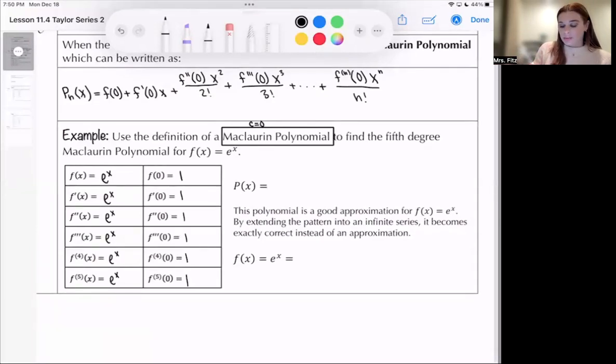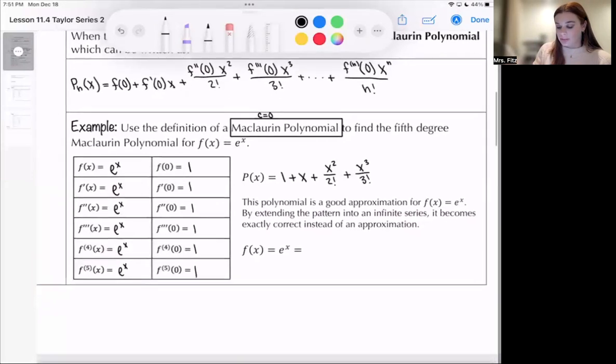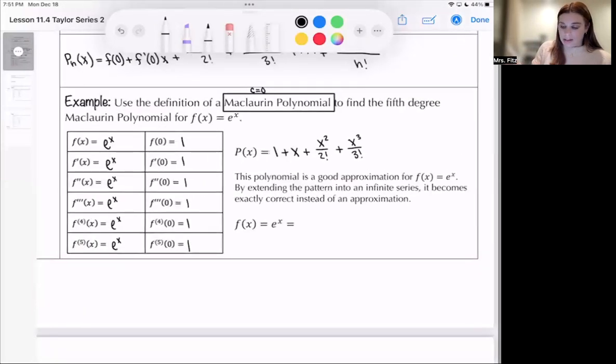It's f of 0, which is 1, plus f prime of 0 times x, which is just x, plus we have f double prime of 0, which is also 1, times x squared over 2 factorial, right? This should look familiar from that previous lesson that we just did. And then we have x cubed over 3 factorial. That's because our third derivative evaluated at 0 is just 1. And we're going all the way to 5th degree. So plus we'll have x to the 4th over 4 factorial plus x to the 5th over 5 factorial.